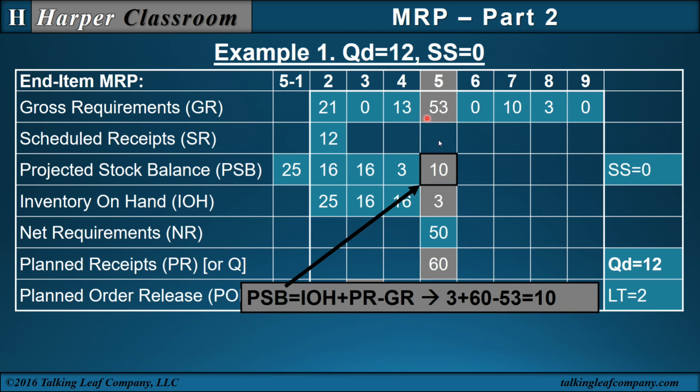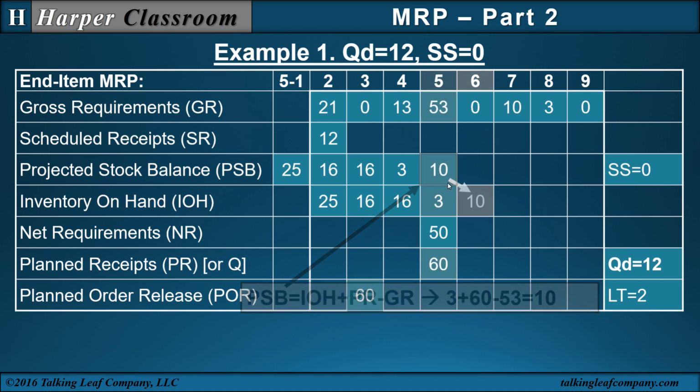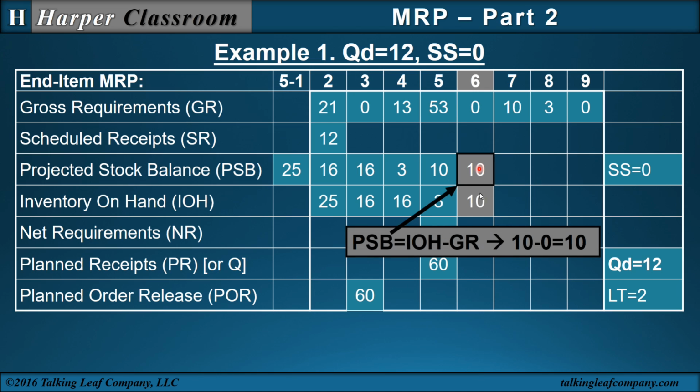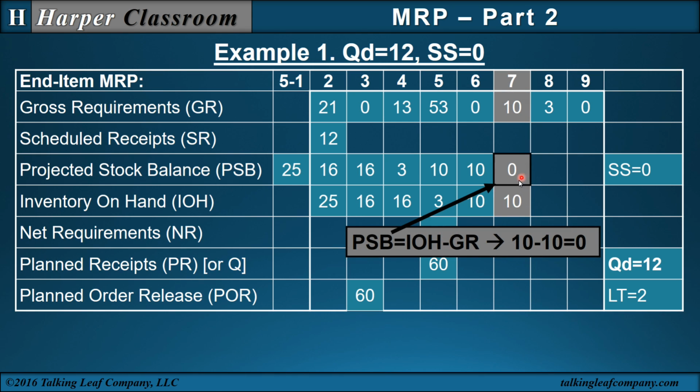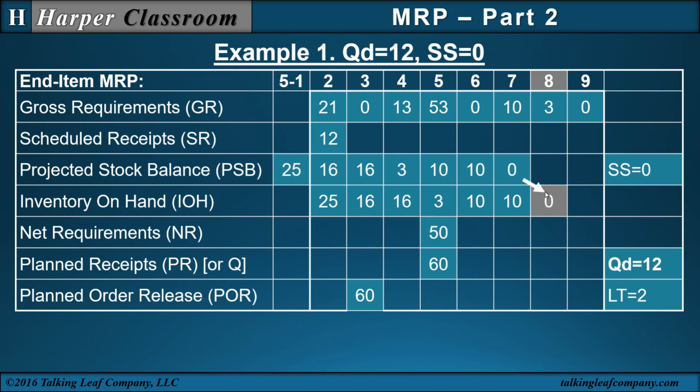And then my projected stock balance, again, is my inventory on hand plus receipts, but instead of scheduled receipts, I have planned receipts, minus gross requirements, leaves a balance of 10. Bring down the 10 as the inventory on hand in the next time period. No requirements, the 10 carries over as the balance. Bring down the 10, but this time I have 10 on hand. I have a requirement of 10, leaves a balance of 0. I bring down the 0.